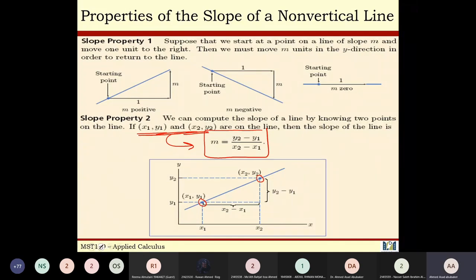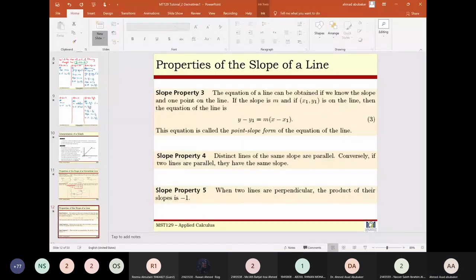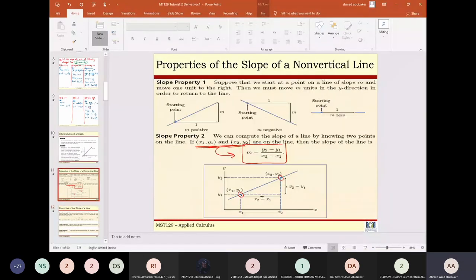Now, an example about this one. Okay, wait. Example.